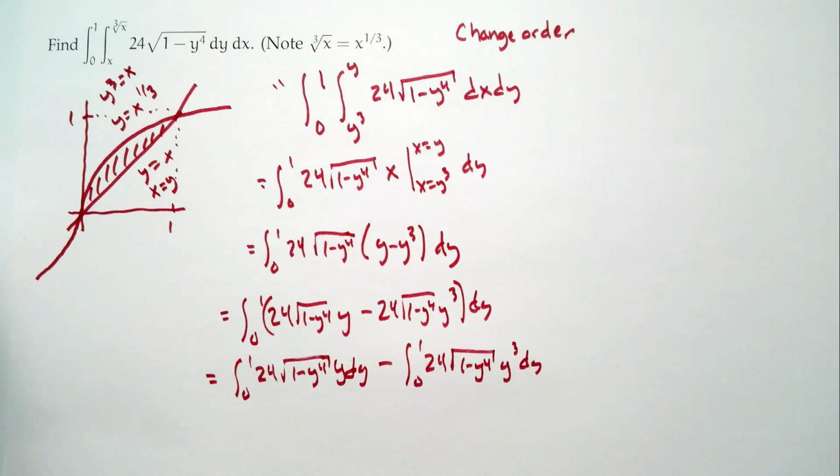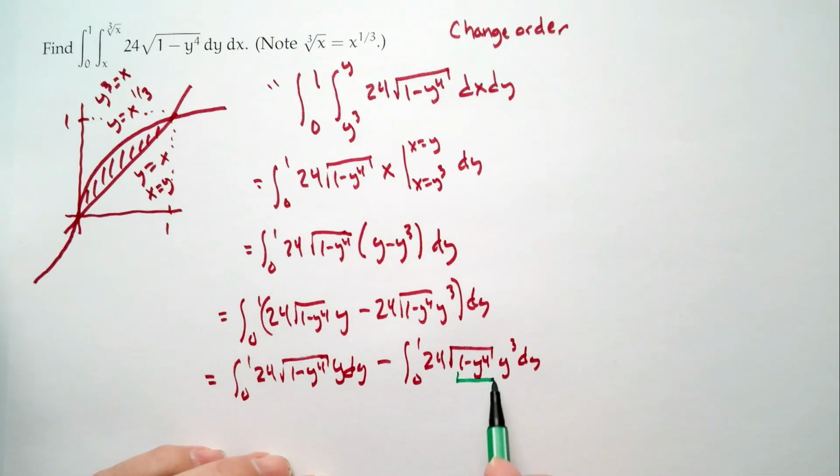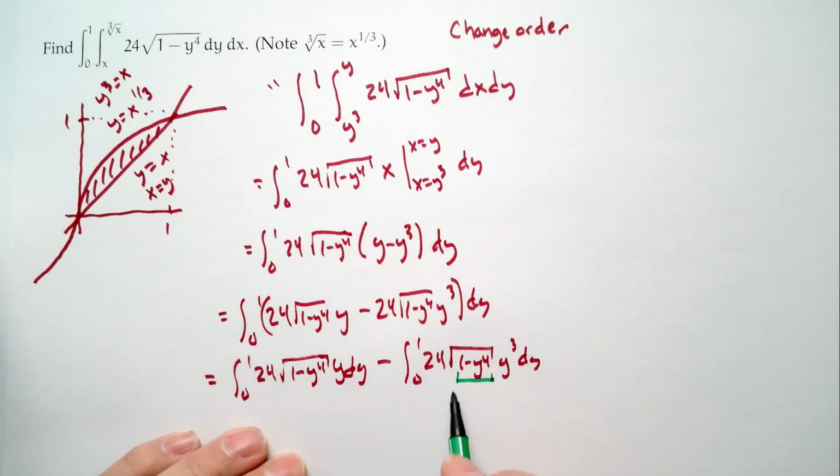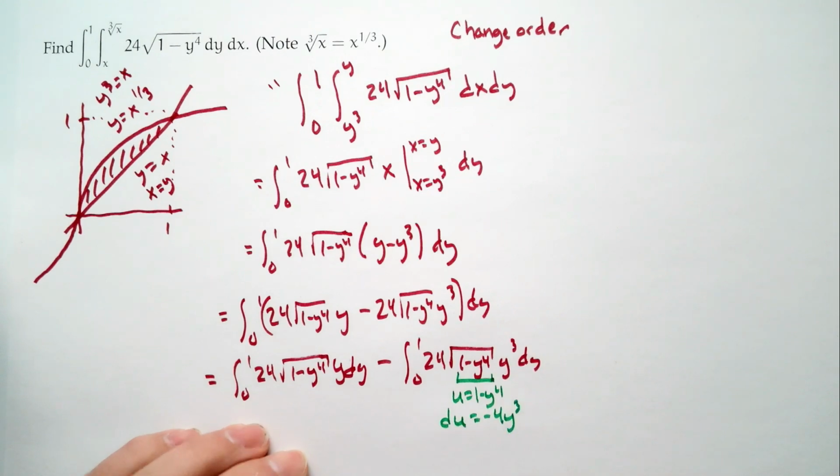Now comes the fun part. We say, hey, we had that idea before, which is if you let u be the inside, namely 1 minus y to the 4th, then what happens is that du would be negative 4y cubed.